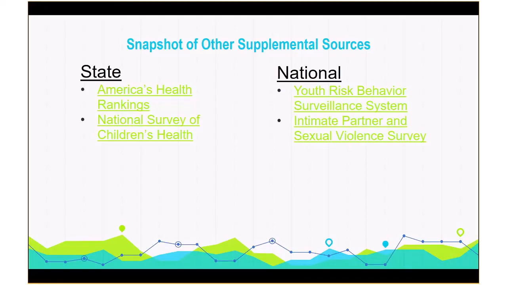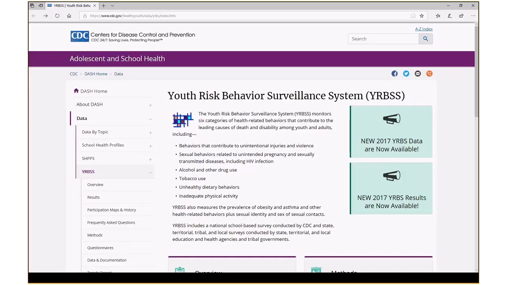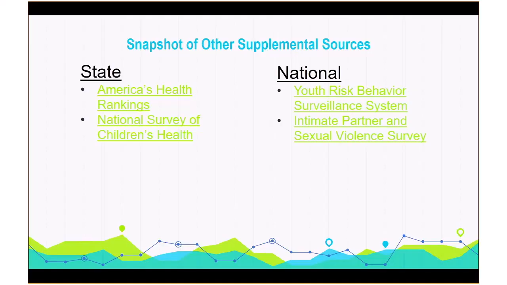The next source that we will look at is the Youth Risk Behavior Surveillance System, or YRBSS. The YRBSS is collected by the Centers for Disease Control and Prevention. The data is a nationally representative survey of students in the 8th and 10th grades on health risk behaviors.